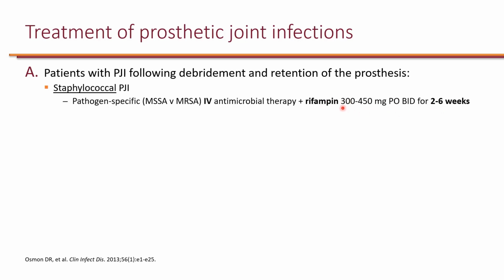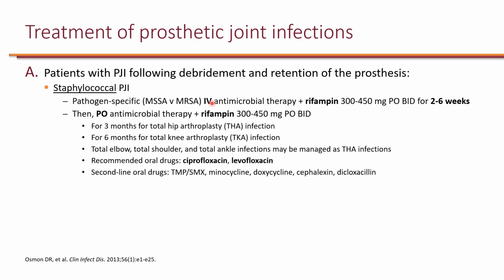Rifampin is only available as PO, so the rifampin portion will be oral, whereas for the coverage of MSSA or MRSA, it has to be IV antimicrobial therapy because we want excellent bioavailability of these antimicrobials. And the 2 to 6 weeks is decided based on how the patient progresses. We can trend CRP, C-reactive protein, and based on the patient's response, we can decide how many weeks are needed. But regardless, beyond the 6 weeks, the patient needs to be switched to oral antimicrobial therapy for a certain duration of time. And that depends on the type of arthroplasty that the patient receives, either total hip arthroplasty or total knee arthroplasty. The knee would require 6 months of oral antimicrobial therapy, whereas the hip would require 3 months.